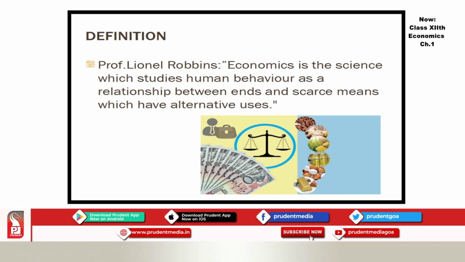Now, according to Professor Lionel Robbins, economics is the science which studies human behavior as a relationship between ends and scarce means which have alternative uses. Human behavior. How do we behave with respect to our unlimited needs, unlimited wants, and limited resources? And these resources have alternative uses. Let me explain to you, students.